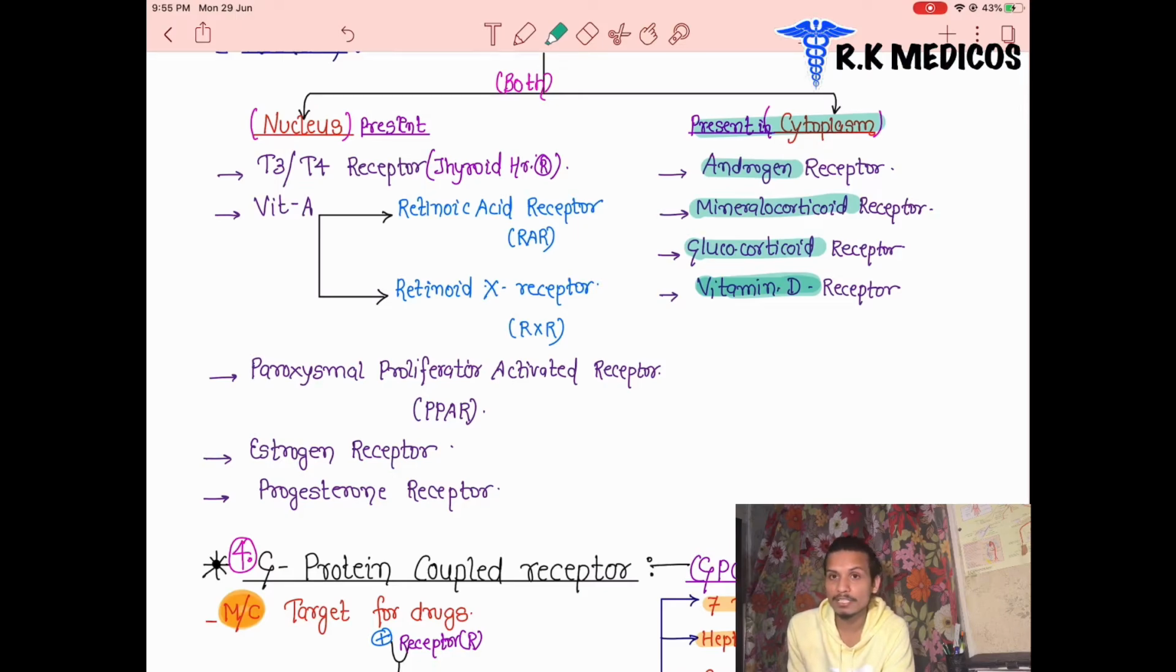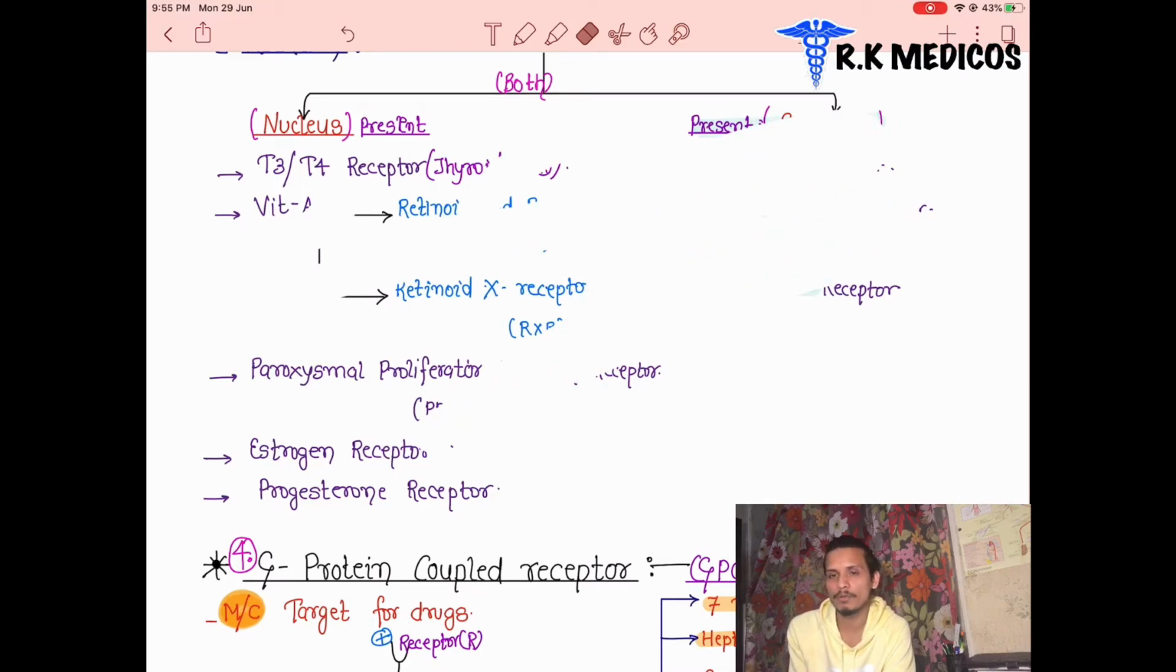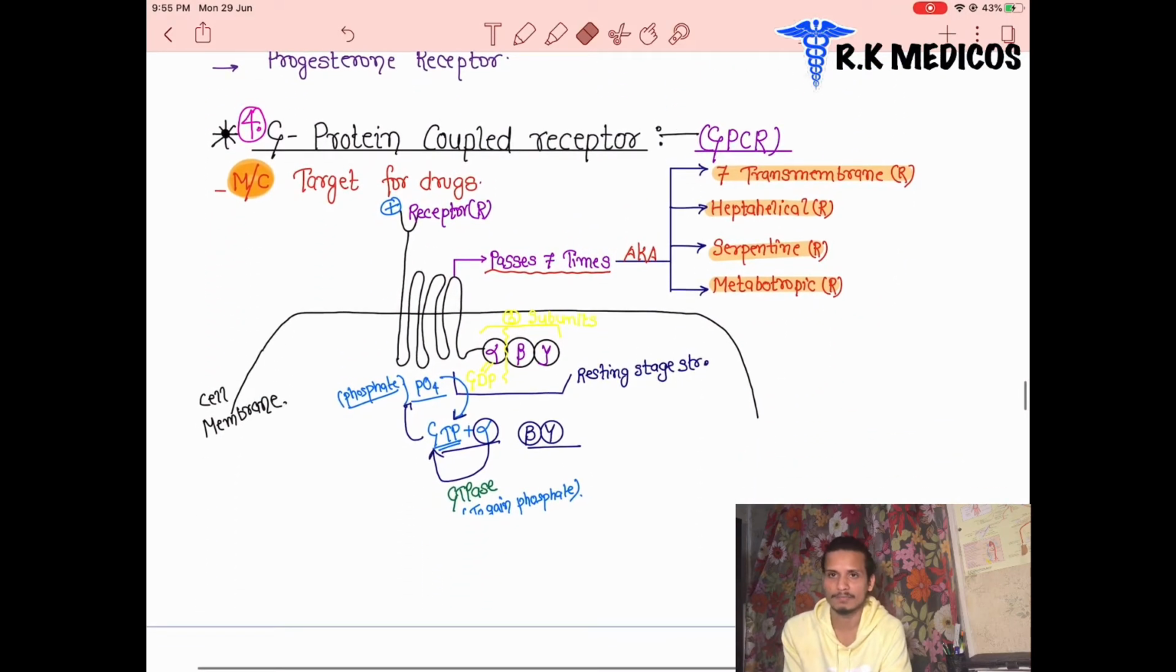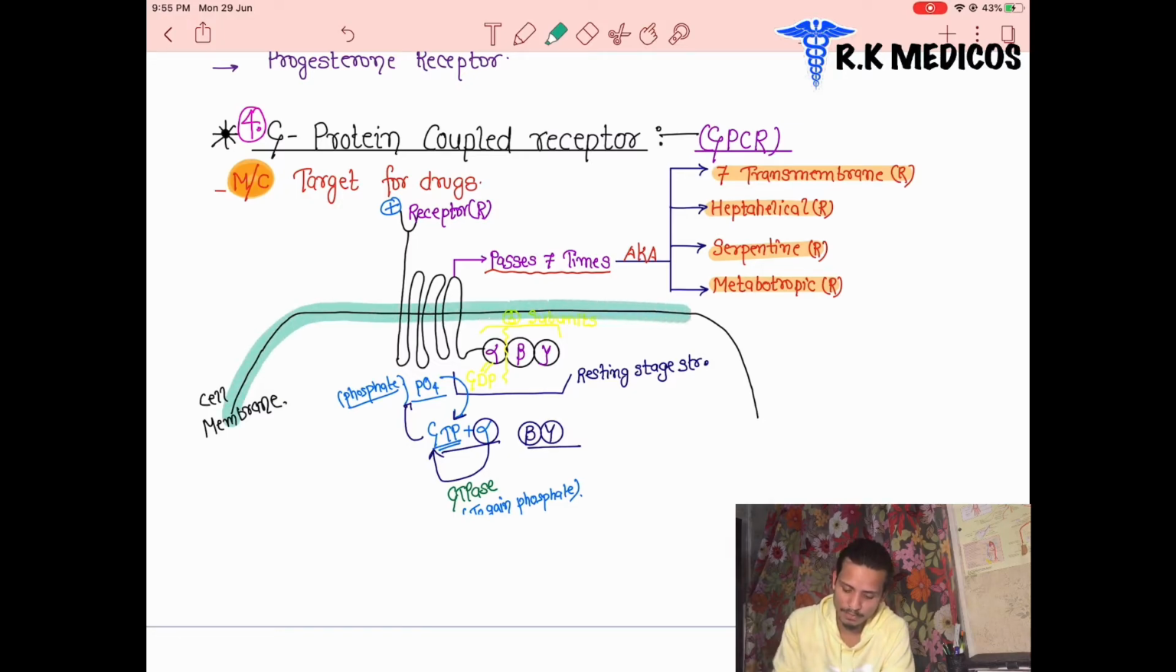Vitamin A receptors are located directly inside the nucleus. But the cytoplasmic receptors, after binding to the ligand, enter inside the nucleus. That's why their location is important. The examples are also important here. You have to memorize. Next point is the G protein coupled receptor.